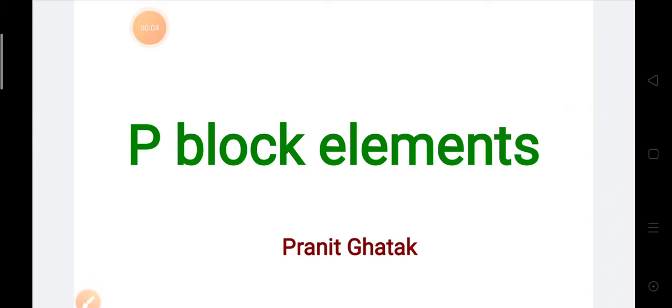Hello students. Today we will start a new chapter. This chapter is named P block elements. In the last class itself, we finished the S block elements. So today we will start a new chapter that is called P block elements.